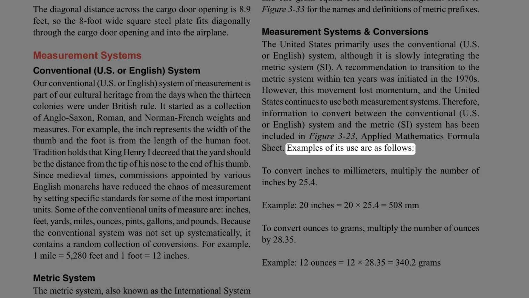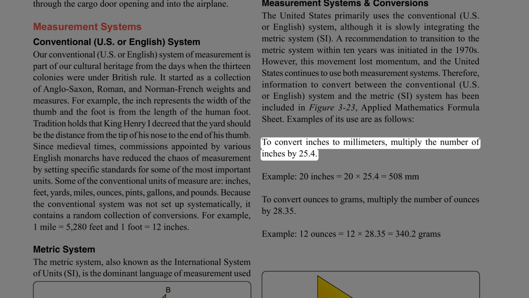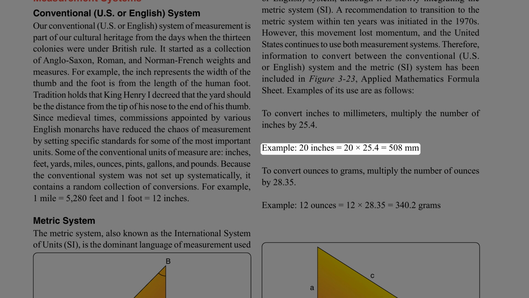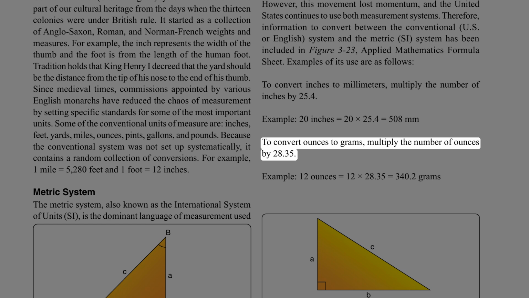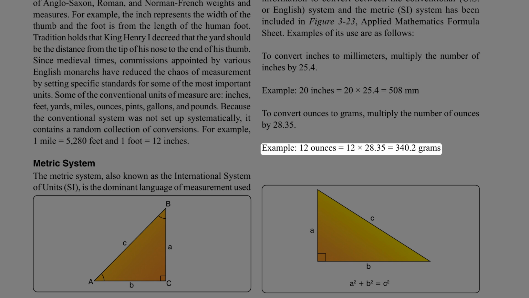Examples of its use are as follows. To convert inches to millimeters, multiply the number of inches by 25.4. Example: 20 inches equals 20 times 25.4 equals 508 millimeters. To convert ounces to grams, multiply the number of ounces by 28.35. Example: 12 ounces equals 12 times 28.35 equals 340.2 grams.